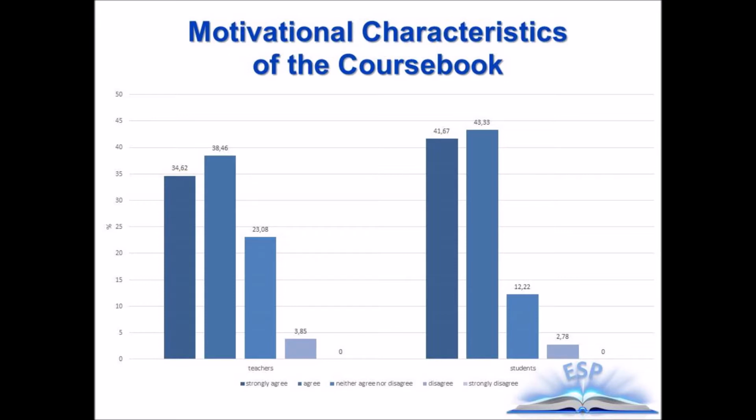The category of motivational characteristics was the only one where students were more positive than teachers. 85% of students either strongly agreed or agreed, as opposed to 73% of teachers. A relatively large number of teachers were undecided, 23% neither agreed nor disagreed, and they openly admitted that they were unable to decide if the texts and tasks were motivating for students.